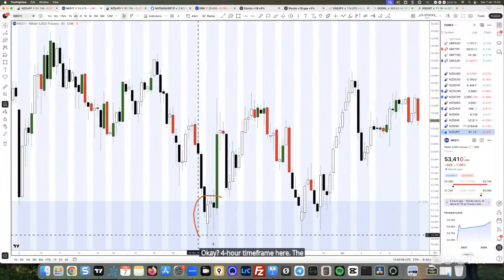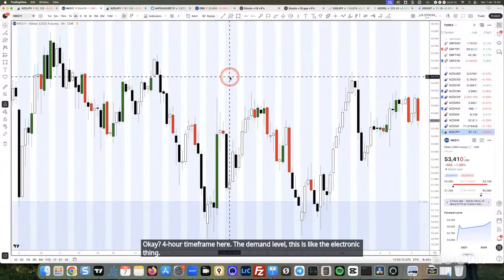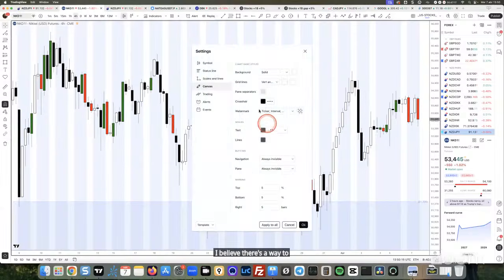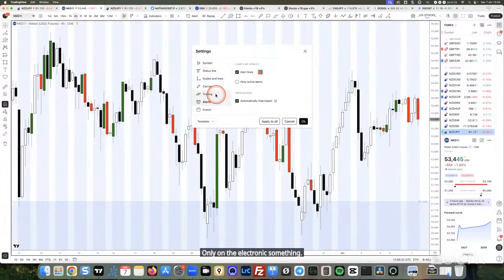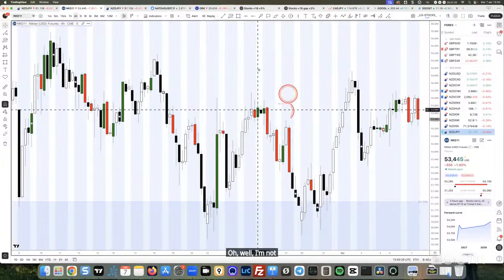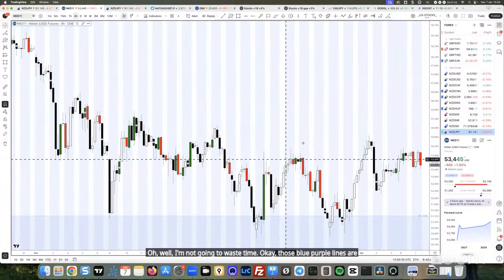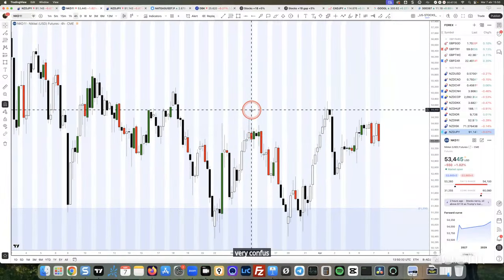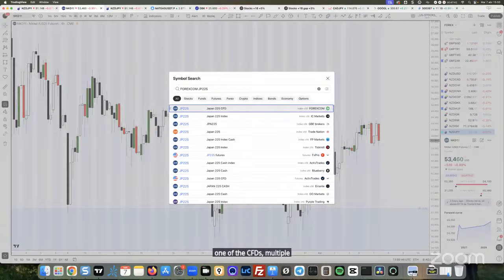The demand level, this is like the electronic thing. I believe there's a way to disconnect or disable this on the electronic something. Oh well, I'm not going to waste time. I don't like these purple lines, they're very confusing. So let me switch back. Instead of the futures, I'm going to use one of the CFDs, multiple CFDs.